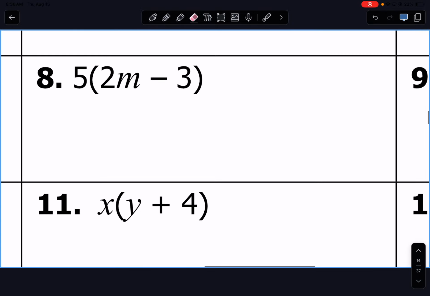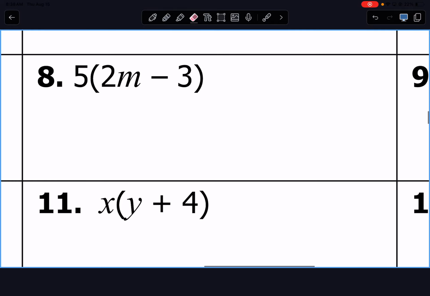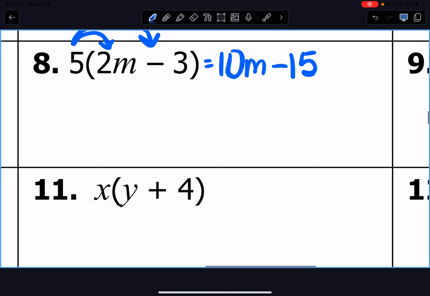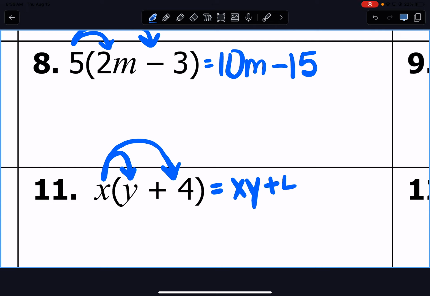What about for 8? What do I need to do for number 8? 5 times 2m. What is 5 times 2m? Then what do I need to do? Which is? And then those aren't like terms, are they? Okay, so I can't combine them. Okay, for 11, what do I do first? What is x times y? What is x times 4? That's it. That's all we got to do.